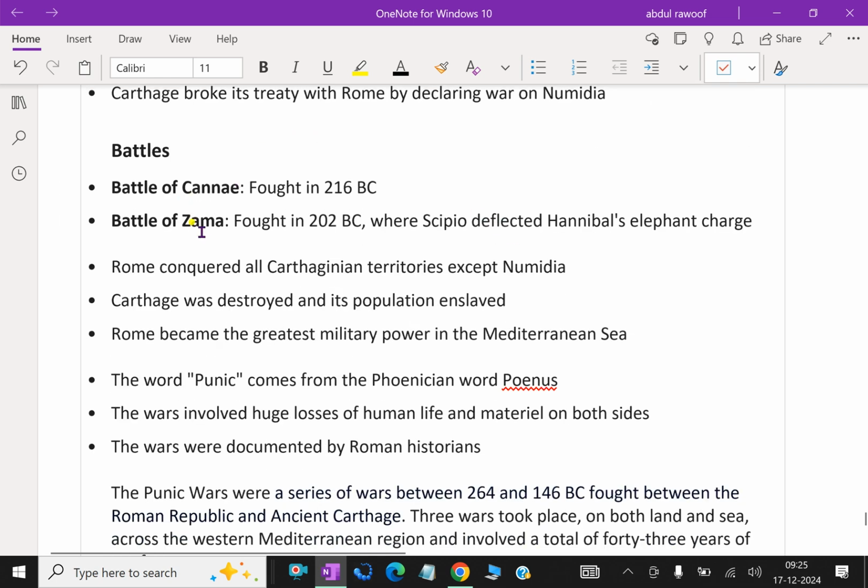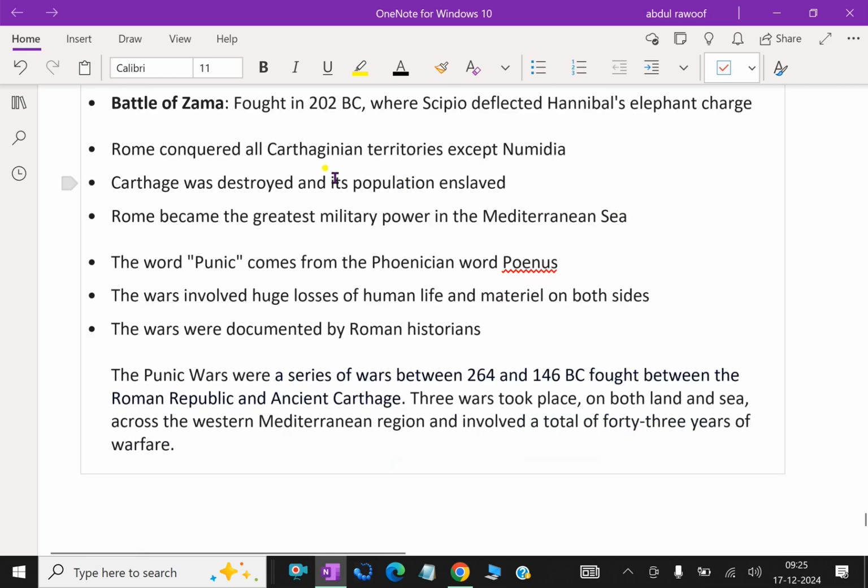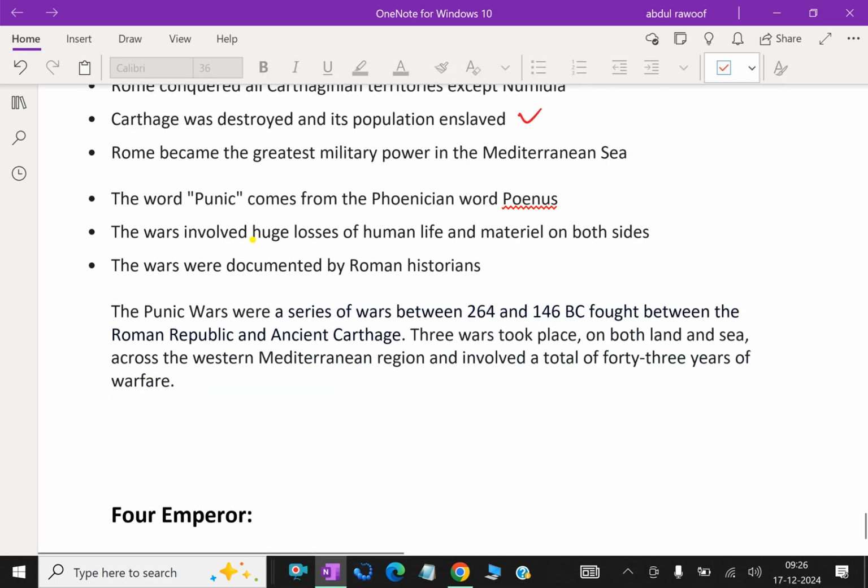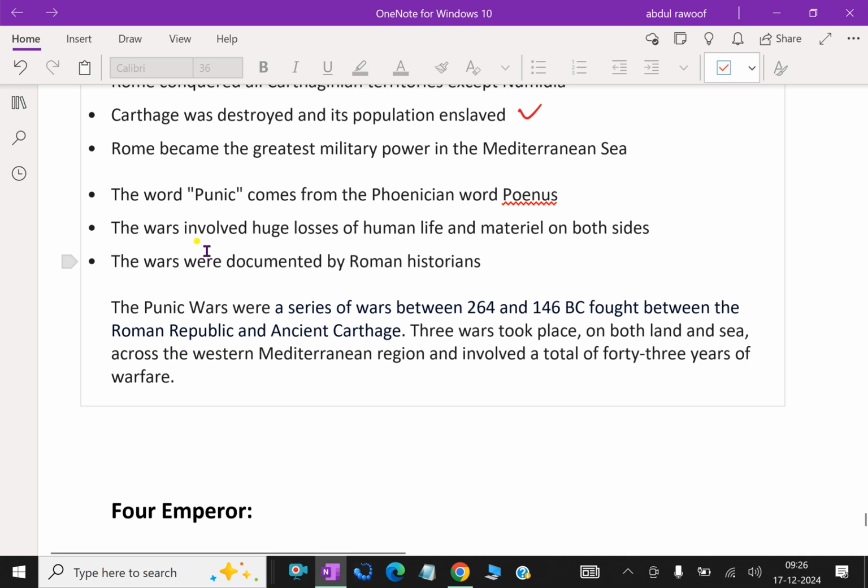Battles: Battle of Cannae, fought in 216 BC. Battle of Zama, fought in 202 BC, where Scipio deflected Hannibal's elephants' charge. Rome conquered all Carthaginian territories except Numidia. Carthage was destroyed and its population enslaved. Rome became the greatest military power in the Mediterranean Sea.